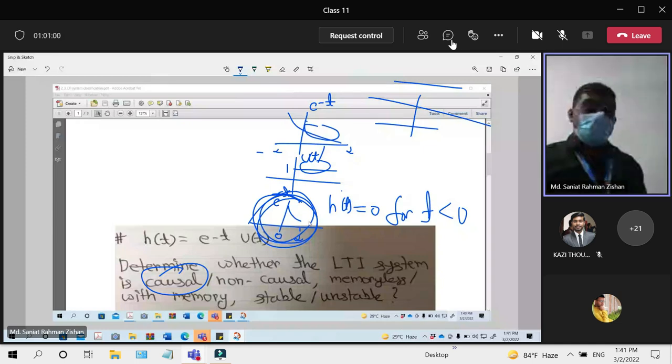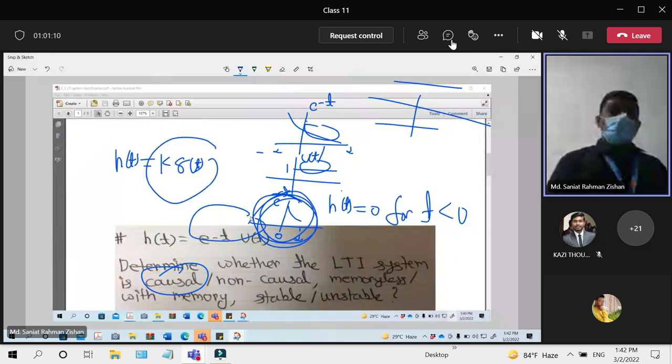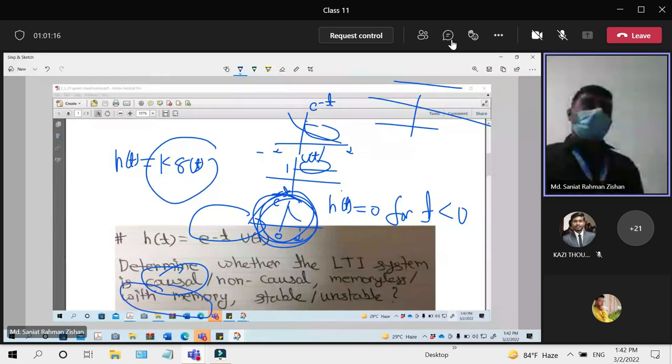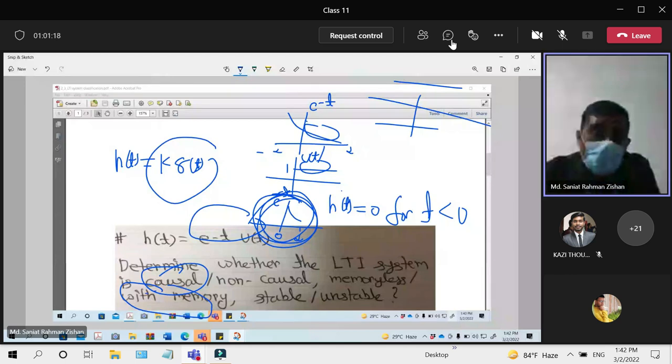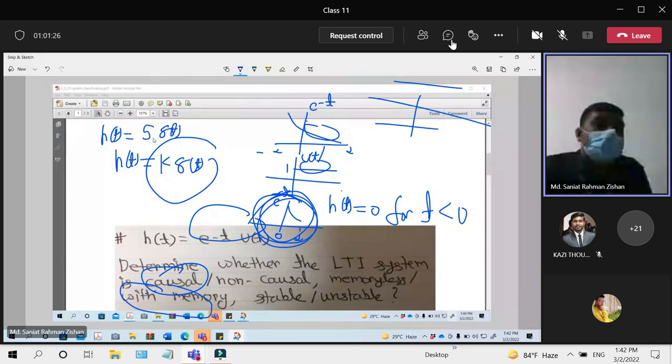Second one, memoryless or with memory. Again, the definition is given: only if h(t) equals k delta(t). Is there anything like k delta(t) for this given signal? That means this will be with memory. It will be memoryless if it is like h(t) equals 5 delta(t), or only delta(t), or something times delta(t). Otherwise it is with memory.